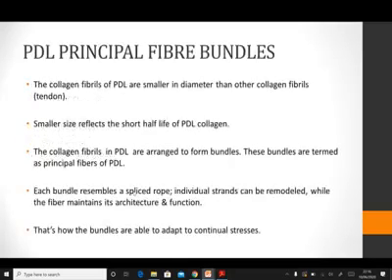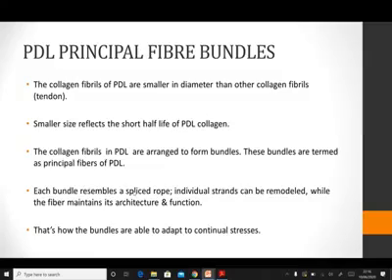So the major composition of the major fiber system of the periodontal ligament is basically collagen, in which the major type of collagen is type 1, then we have type 3 and type 12. These collagen fibrils have a very small diameter, and they are arranged in the form of bundles called the principal fiber bundles of the periodontal ligament. These principal fiber bundles give the periodontal ligament an ability to adapt to continual stresses put on the PDL.